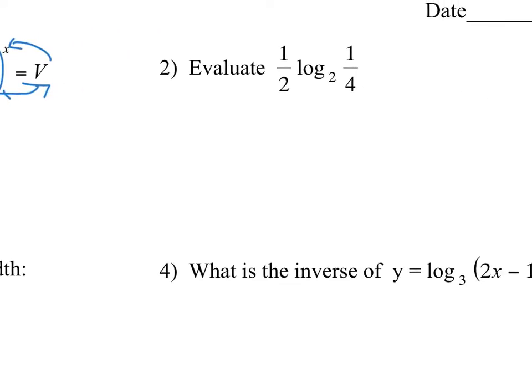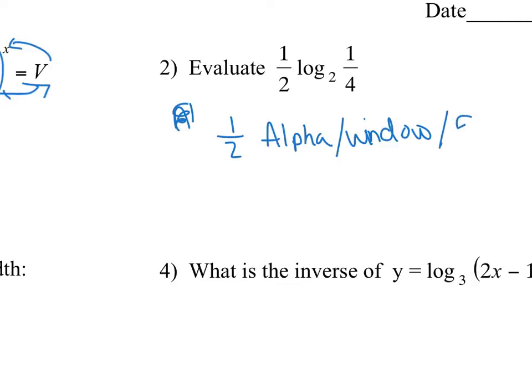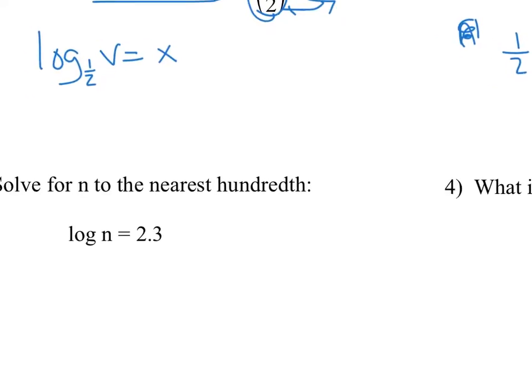Evaluate this. All you really have to do is plug it in your calculator. Remember what you press. You would do 1/2, and then you would hit alpha, window, and then the 5. And then it allows you to put the 2 in, and then the 1/4. You should get -1 for that problem.